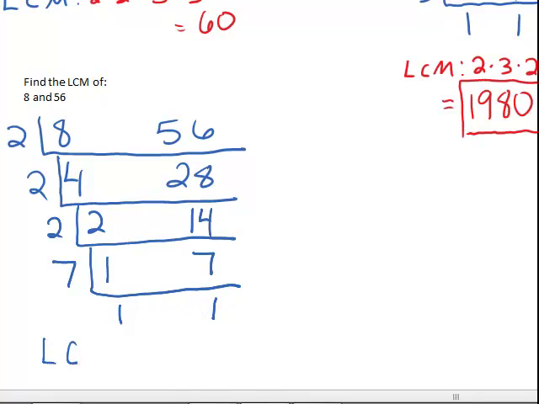The least common multiple, or the LCM, for 8 and 56 is going to be found by multiplying 2 times 2 times 2 times 7, which is the same as 2 cubed times 7. And no matter which way you multiply it, your answer is 56.